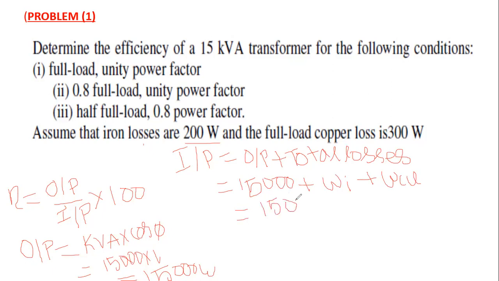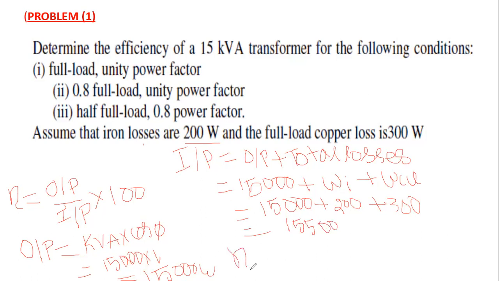Therefore, 15,000 plus the iron losses, which is 200, plus the copper losses. WCU is the copper losses, and it is equal to 300. Therefore, the total losses is equal to 500. Next, what is the input? That is 15,500 at full load.